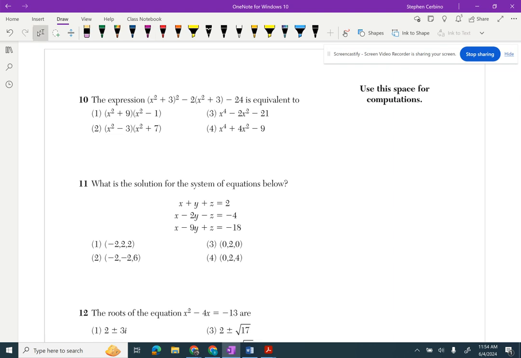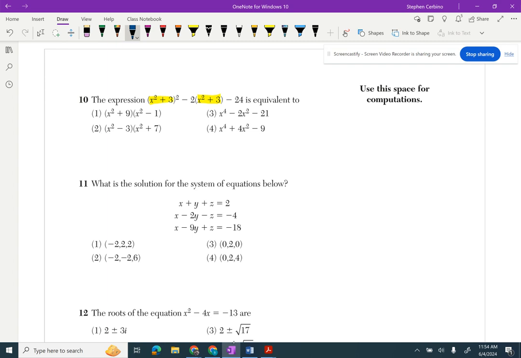Number 10 wants us to determine which expression is equivalent to the given expression. So there's a couple things you can do here. You can multiply the whole thing out and get an expression and then try and factor it. That's a lot of algebra. But what I'm hoping you notice is that these two expressions in the parentheses are the same. And they're what are making this thing challenging to factor.